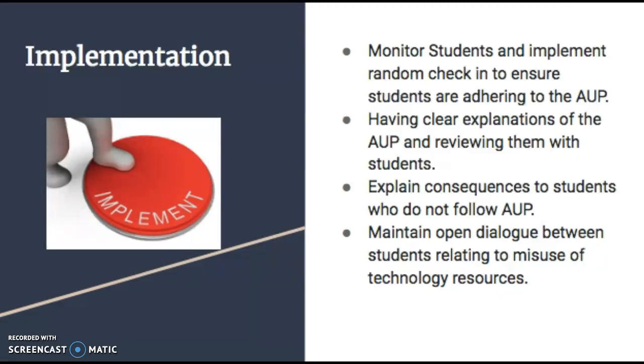So, implementation for teachers. Teachers need to make sure they're monitoring students and implementing random checks in order to ensure that students are adhering. There are multiple different programs already on our computers in order to check Chromebooks. Also, having clear expectations of the AUP and reviewing them with students before using them, explaining the consequences, and then maintaining open dialogue with students. In case they see some misuse of technology, they can always report it to you.